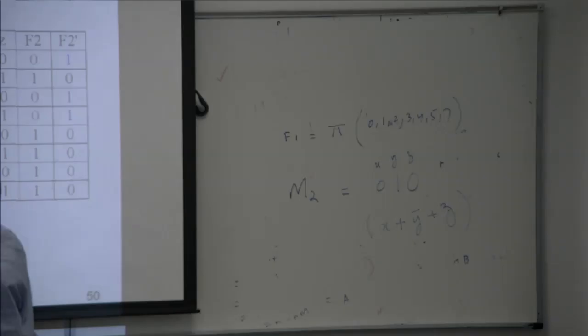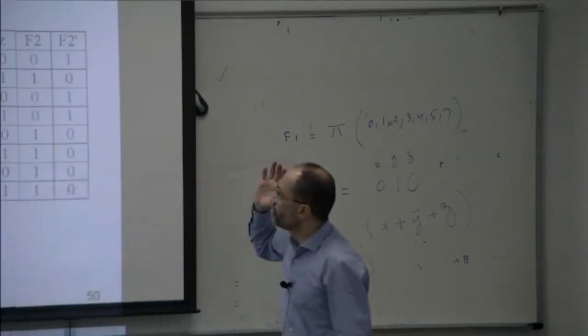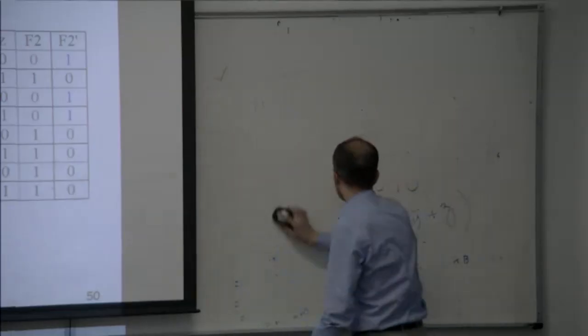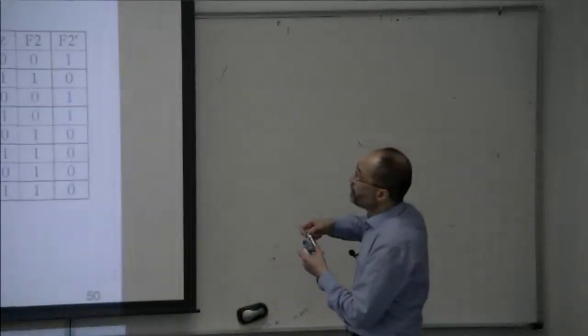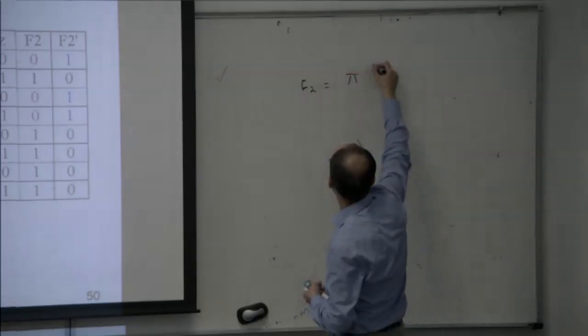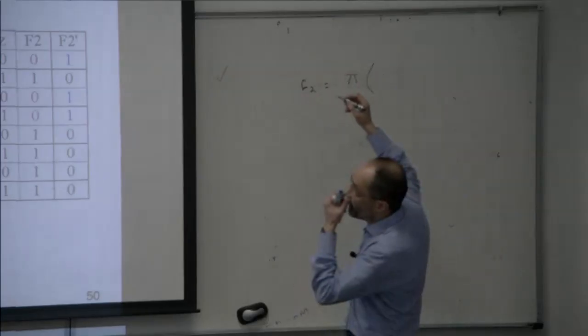So why is this so? Now let's assume we have F2. Forget about the other things. So can you see F2? How many zeros are there in F2? 3.